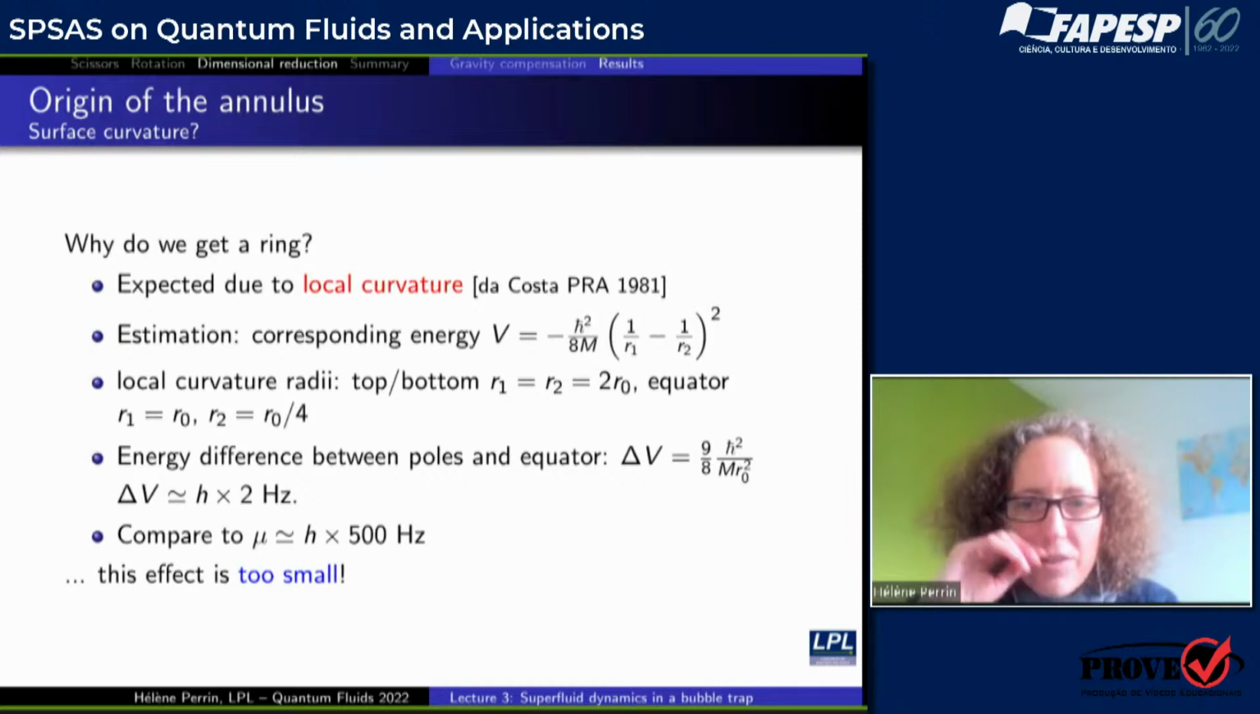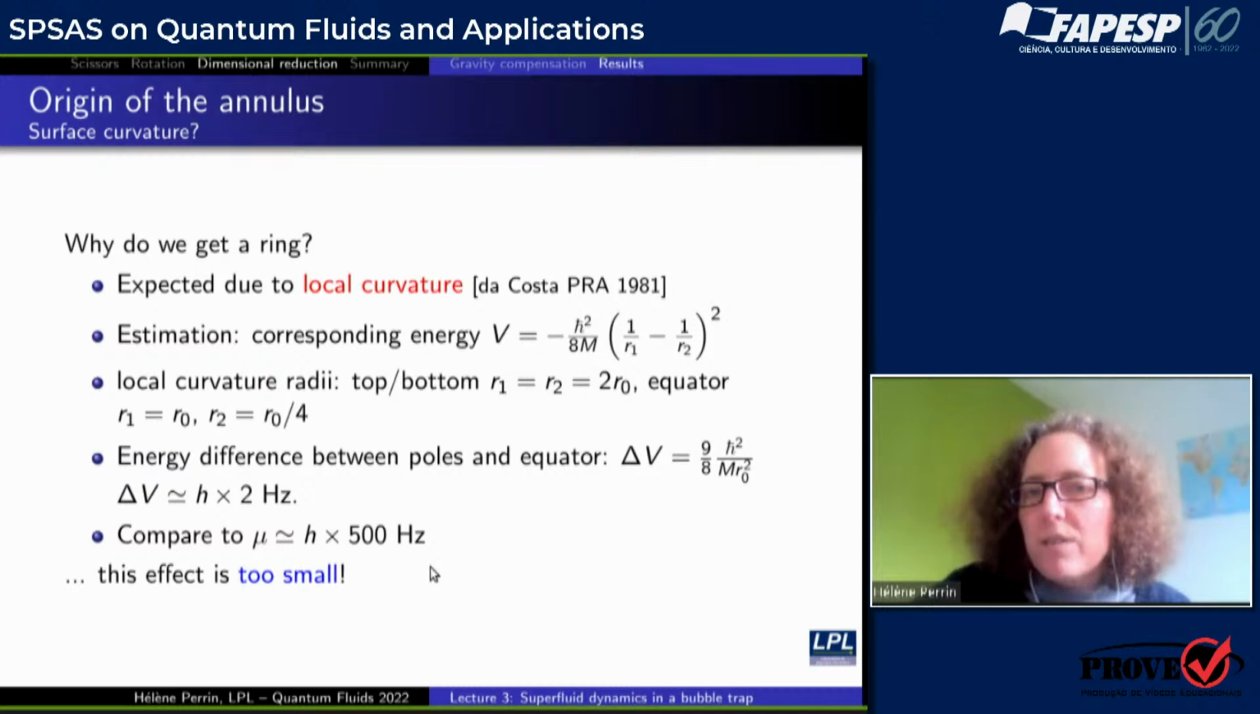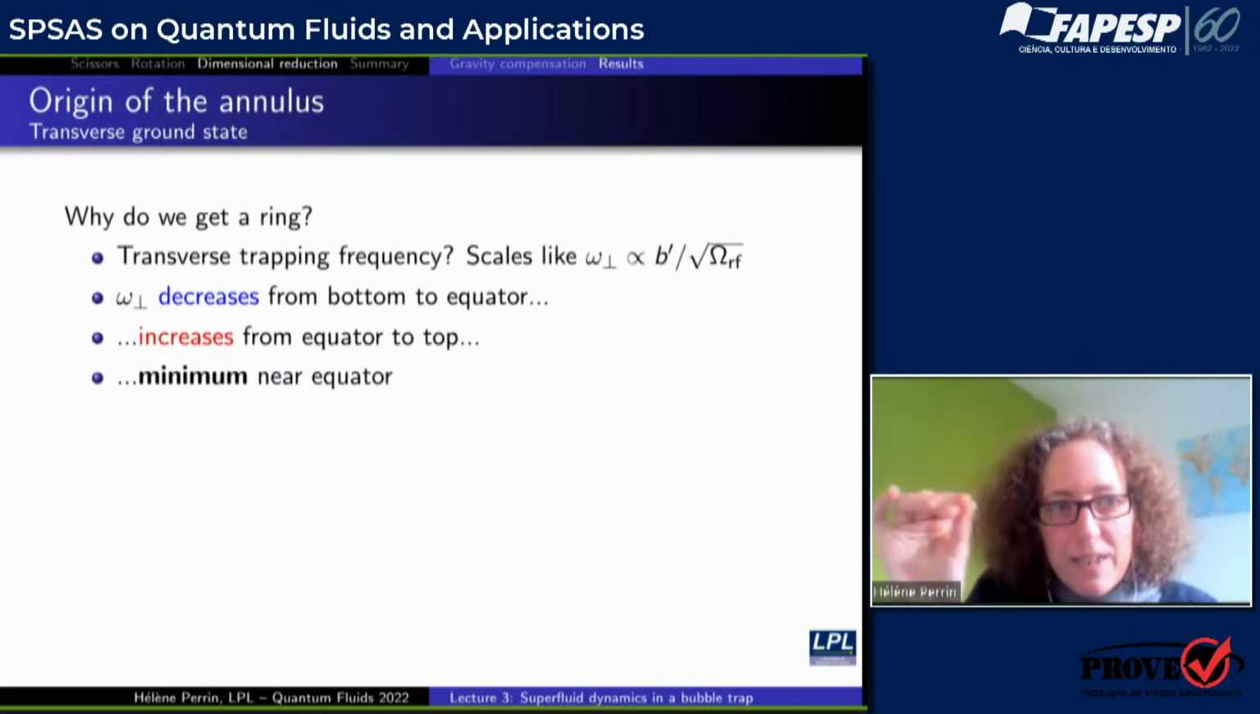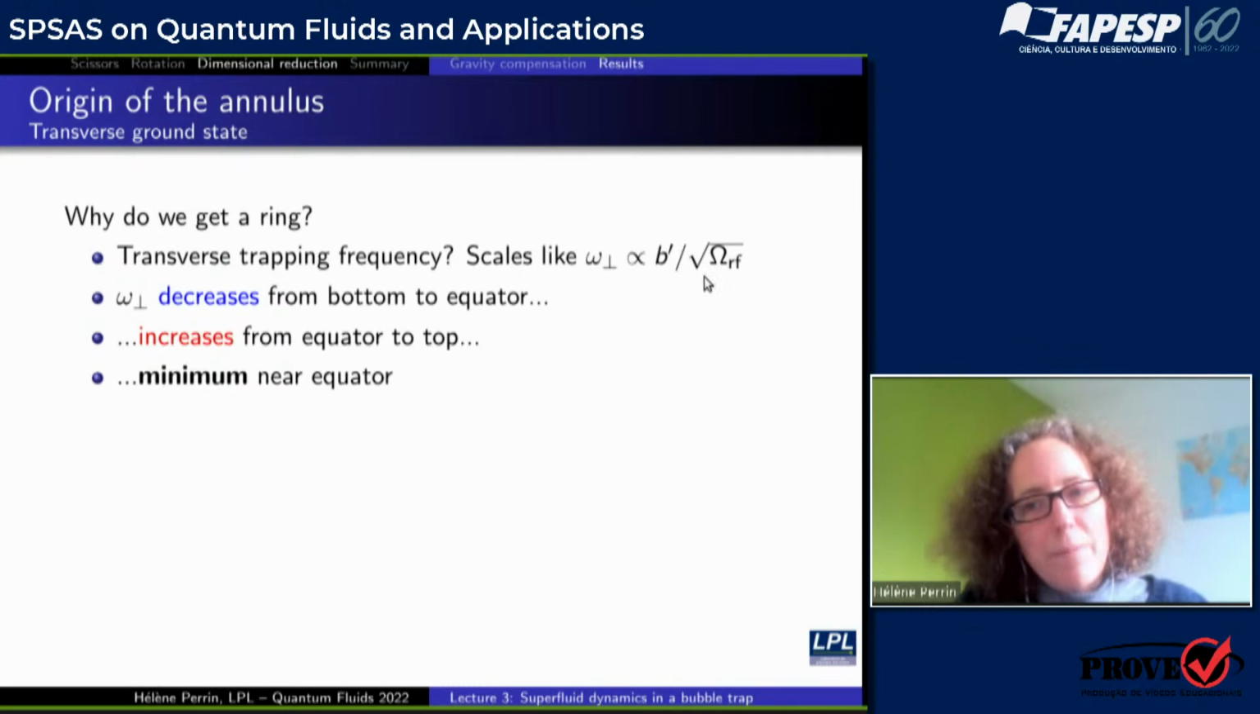If we do that, we find that the energy difference because of curvature is very, very small, like 2 hertz, whereas our chemical potential is 500 hertz. So it is much smaller than what we can detect. So it is not this effect. Instead, I told you that the trapping frequency of the bubble is not uniform. It is larger at the top and lower at the bottom. In fact, it scales like the gradient divided by the square root of the coupling.